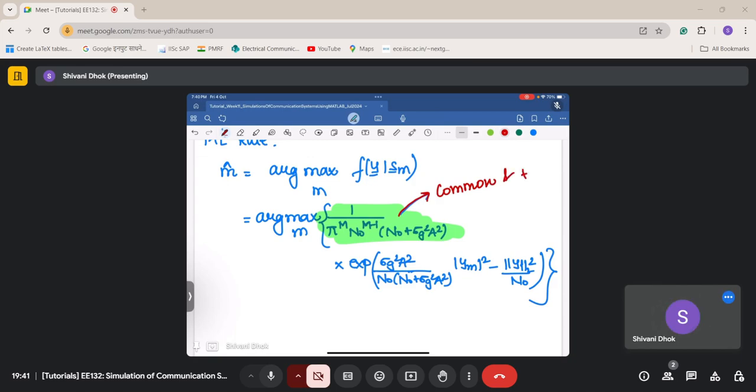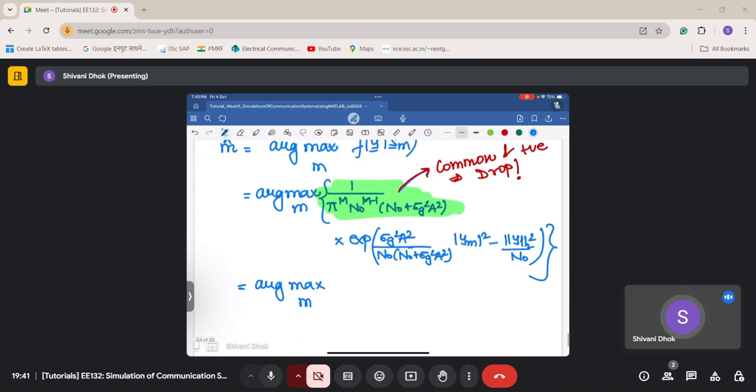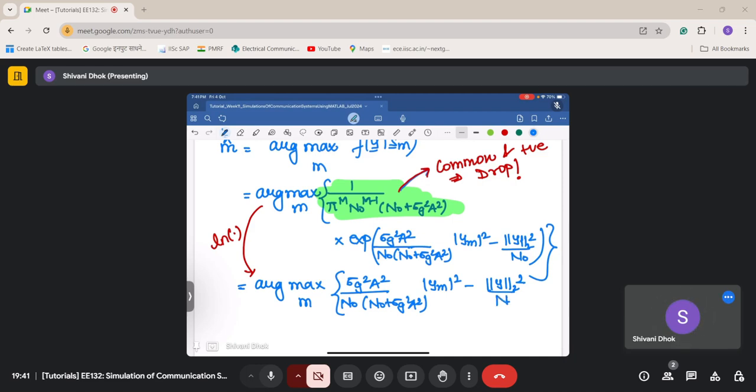And positive, drop it. So we can drop it. Nothing will change. So this will get argmax of m, and again we can take log also. So what we will be left with is simply sigma g square a square upon n naught plus sigma g square a square, magnitude of ym square minus y square by n naught.